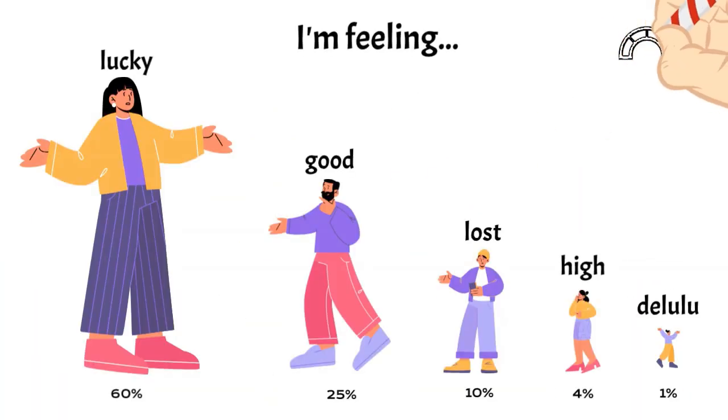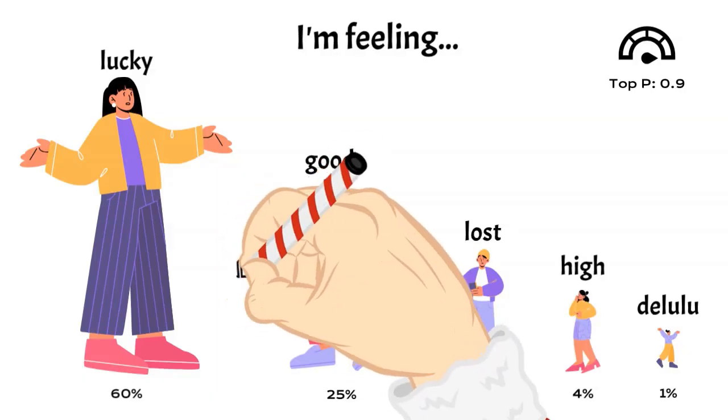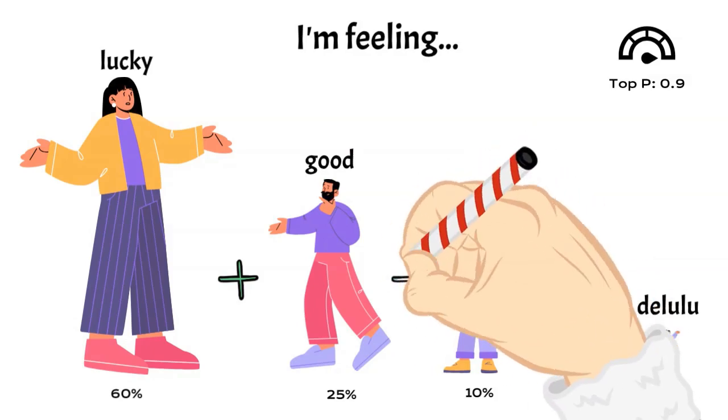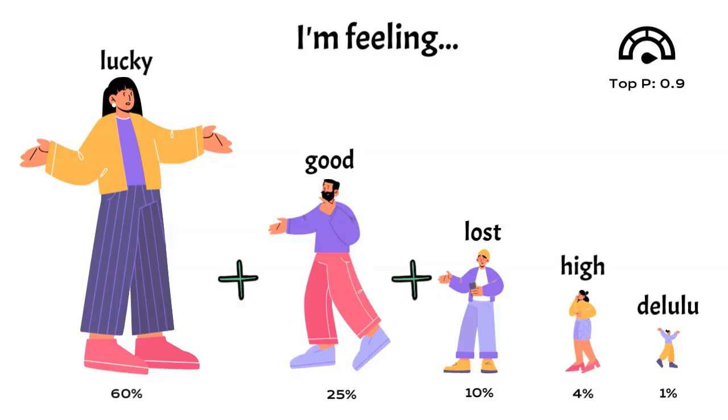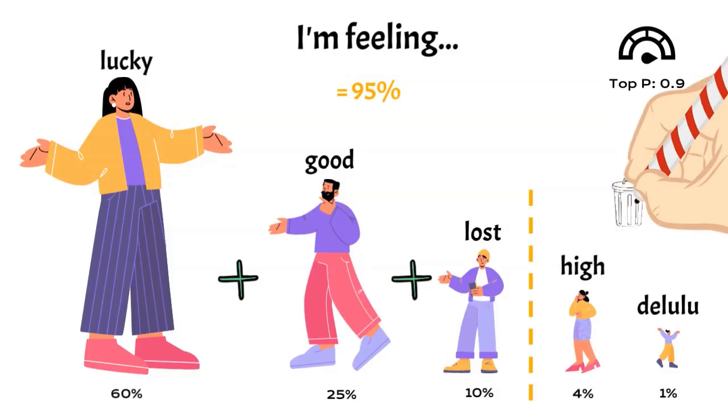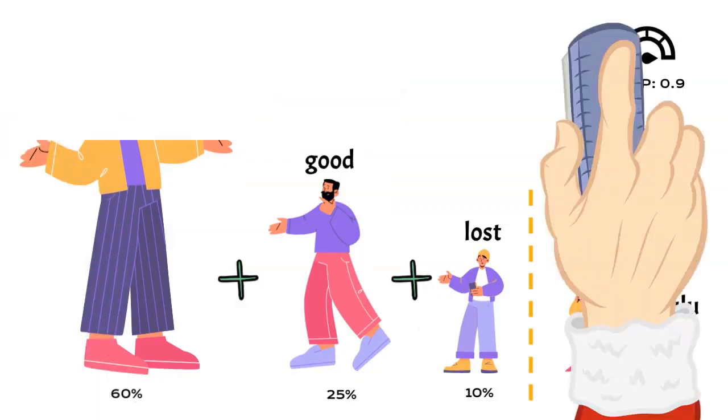With top P set to 0.9 out of 1, we will keep adding the most probable words one by one until their running total first meets or exceeds the top P value. In this example, if we add 60% the probability for lucky and 25% the probability for good, we would fall short of the threshold. But once we add lost to the pool of possible words, we exceed the 0.9 threshold, coming in at 95%. The model would then filter out high and Delulu. This filter ensures the model stays focused and sensible.